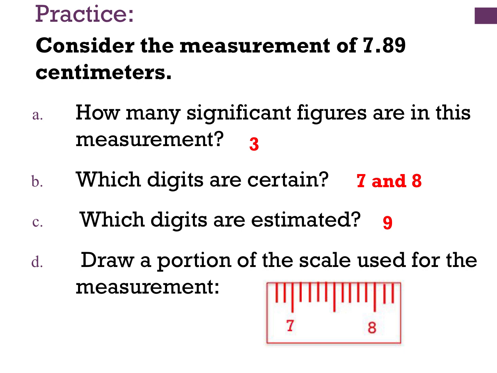And then draw a portion of the scale used for this one. If we can measure 7.89, it means you have to have little marks at the tenths place. So here's 7, here's 8. Each little line is a tenth. Then if we were going to draw the line, and you don't have to draw the line, but the line would look something like that. It goes all the way past 7.8, but not quite to 7.9.